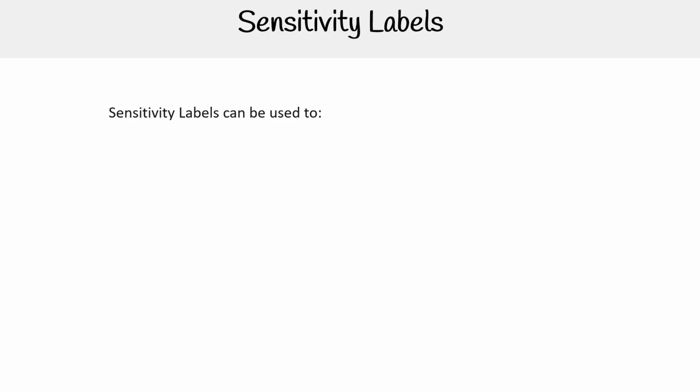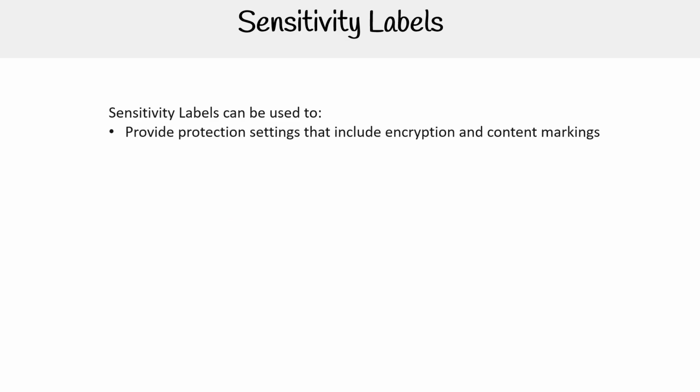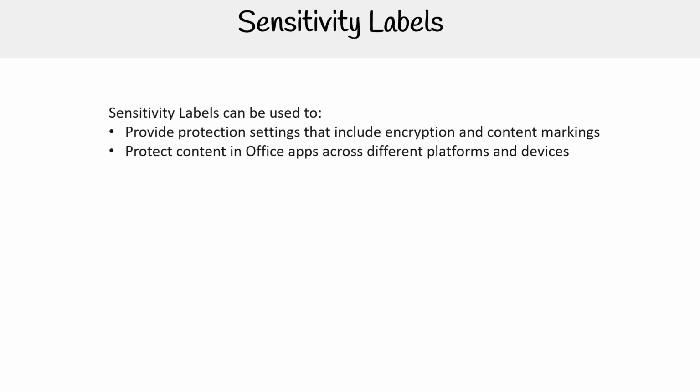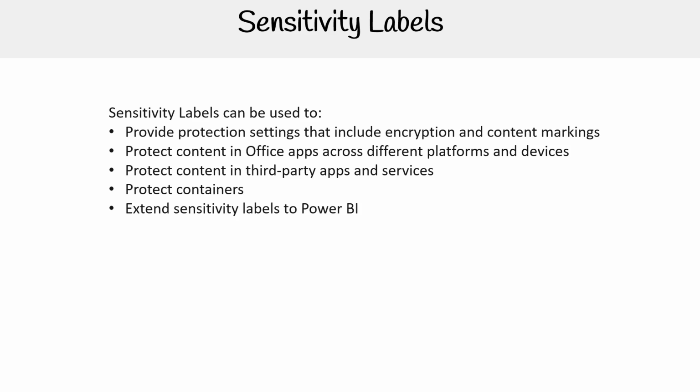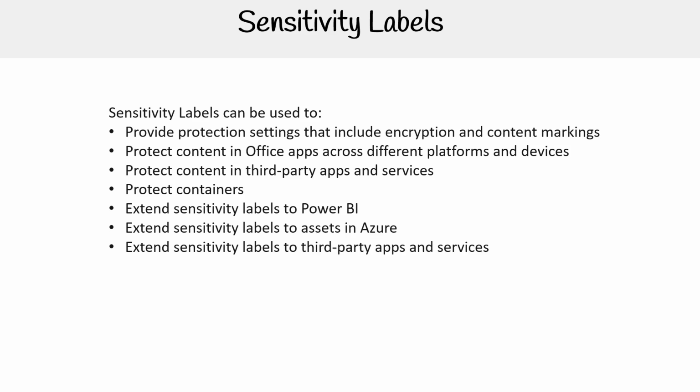So, sensitivity labels can be used to provide protection settings that include encryption and content markings, protect content in Office apps across different platforms and devices, protect content in third-party apps and services, protect containers, extend sensitivity labels to Power BI, extend sensitivity labels to assets in Azure, extend sensitivity labels to third-party apps and services, and classify content without using any protection settings. So, that's sensitivity labels.